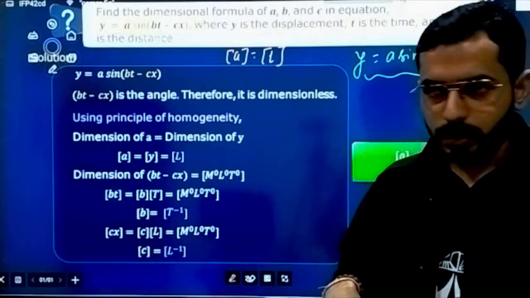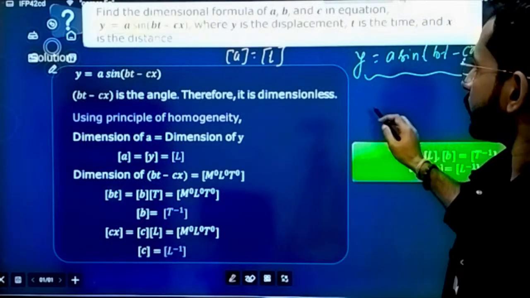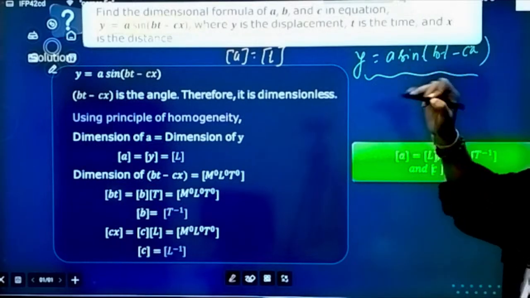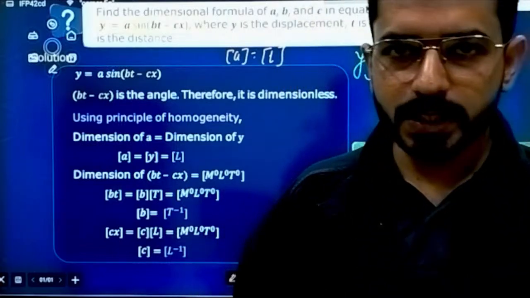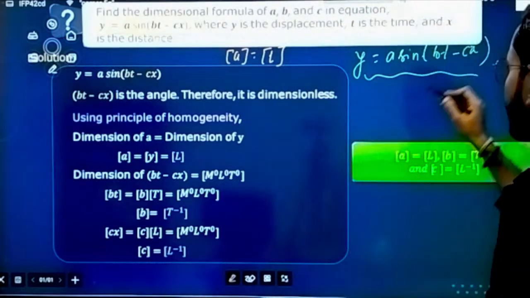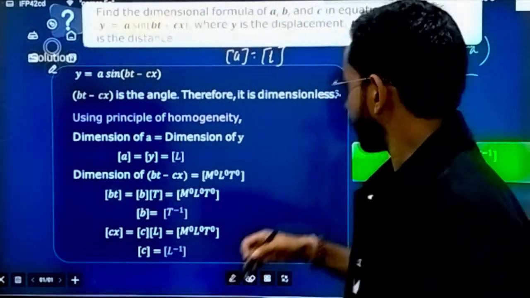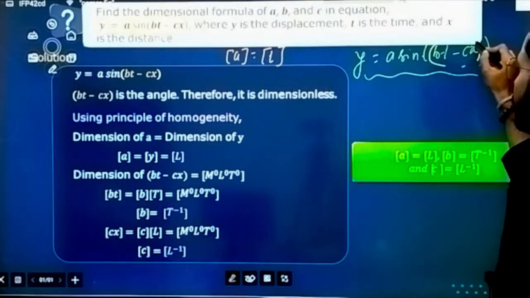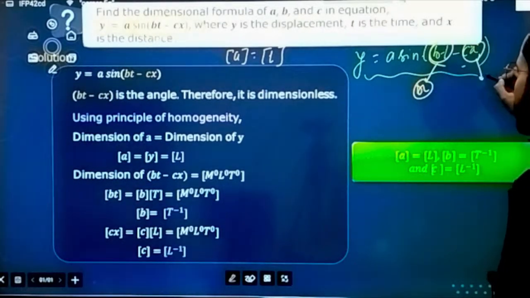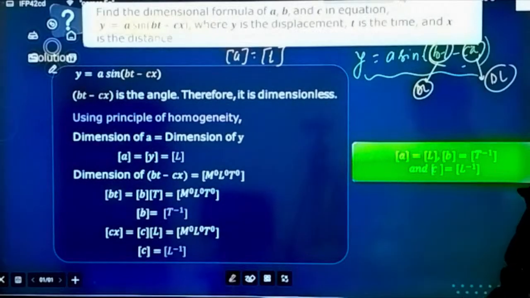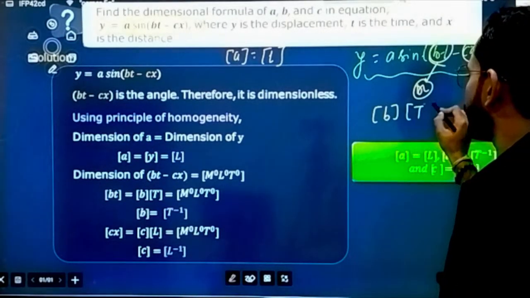Now come to the next question. Now calculate the dimension of B. How can we calculate the dimension of B? What I've told you is that if sin of x is a dimensionless quantity, x is also a dimensionless quantity. That means this complete inside term is a dimensionless quantity. If this complete inside term is dimensionless, I can say this Bt is also dimensionless, and this Cx is also dimensionless, correct? That means this B into T has to be dimensionless.